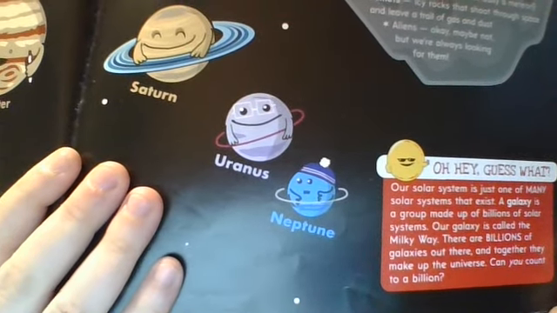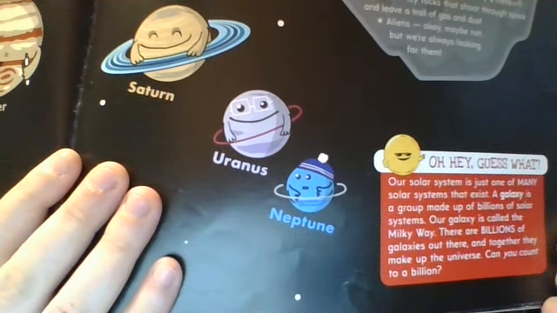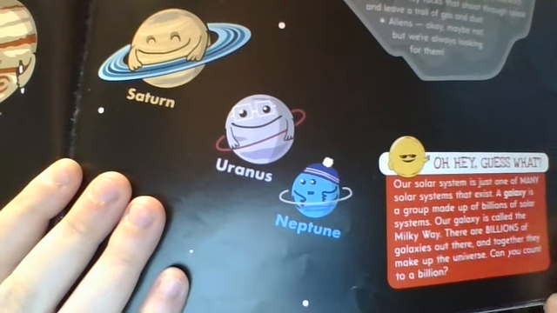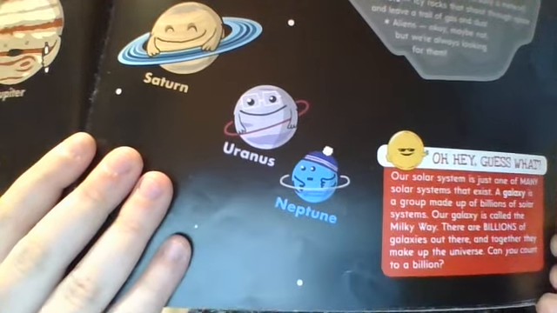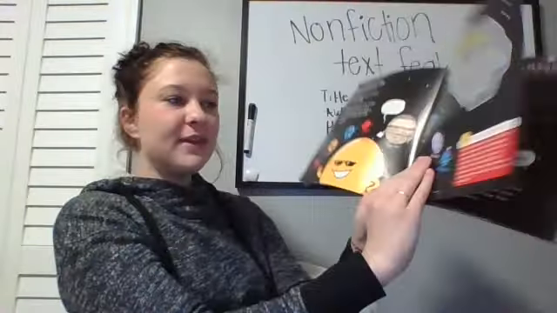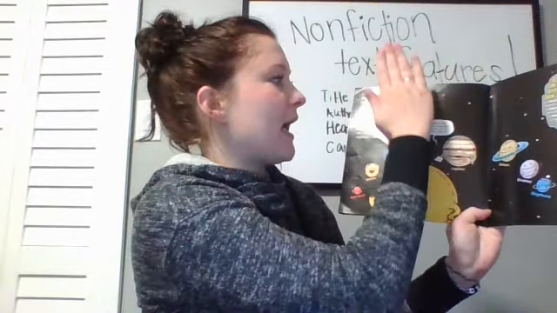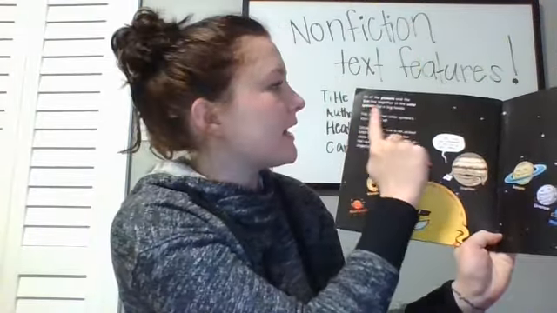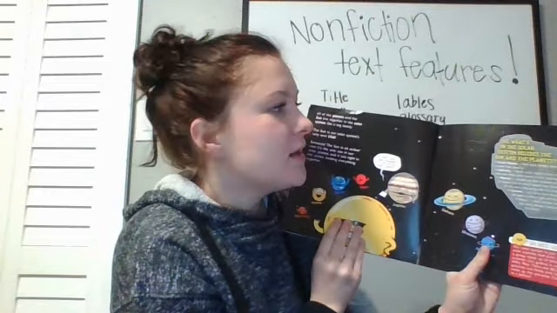Our solar system is just one of many solar systems that exist. A galaxy is a group made up of billions of solar systems. Our galaxy is called the Milky Way. So this right here is called a caption. It's something that goes along with a picture in the story, but it doesn't go right with the words. So like this one right here reads the story, and then this is like a bonus, extra fact, extra detail that goes along with the pictures.